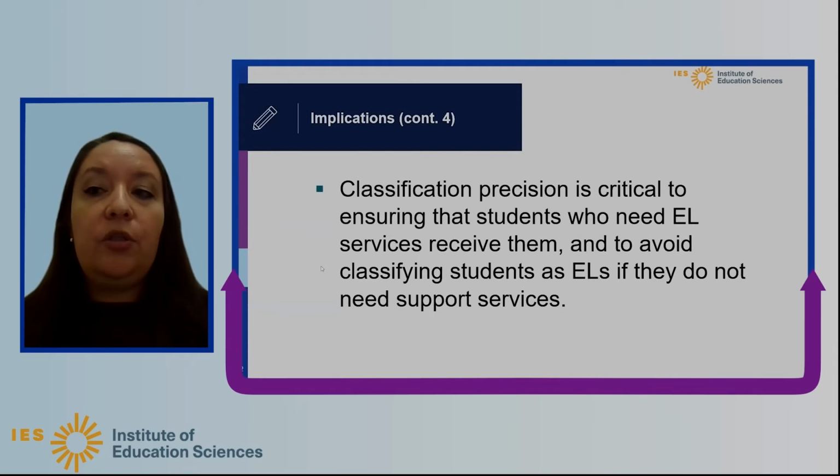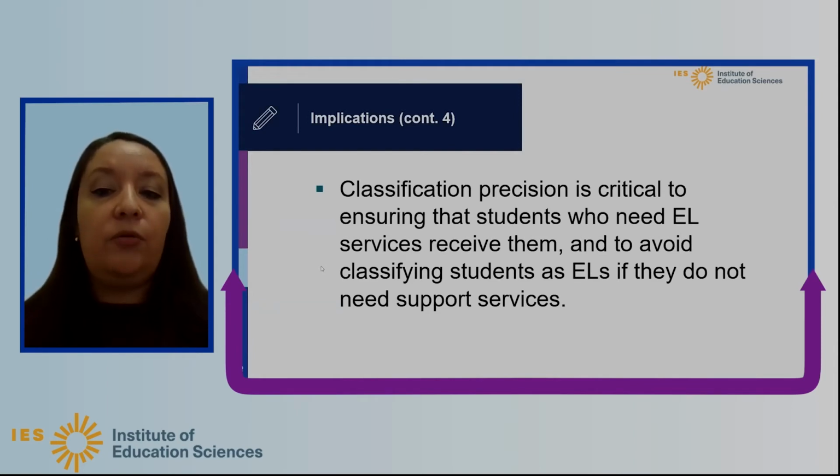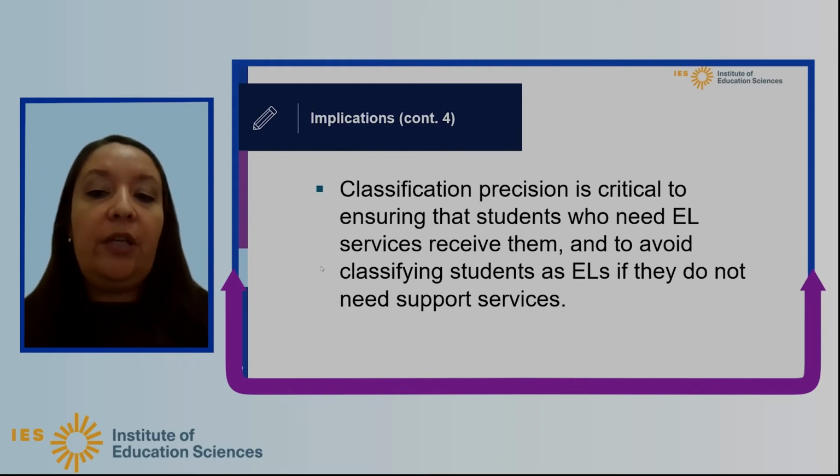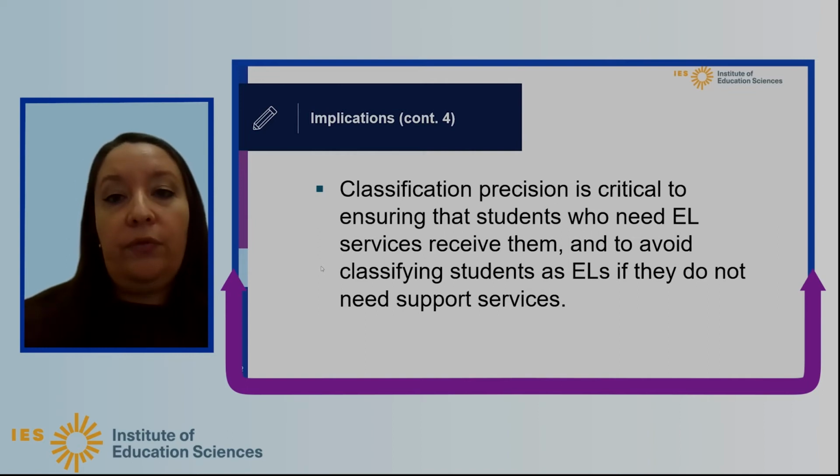Ultimately, we want students who need language supports to receive them and to avoid situations where there might be students who are receiving language supports but might not need them. Improving classification precision is critical to achieving both of these goals.